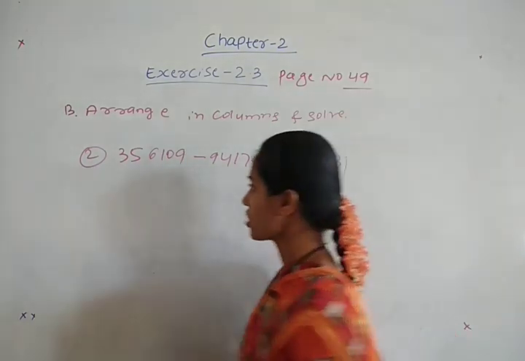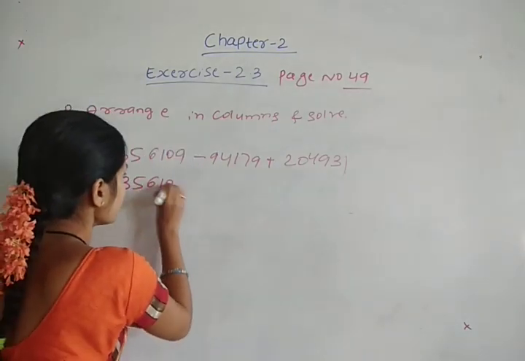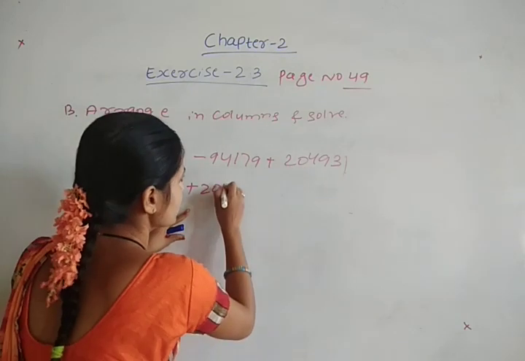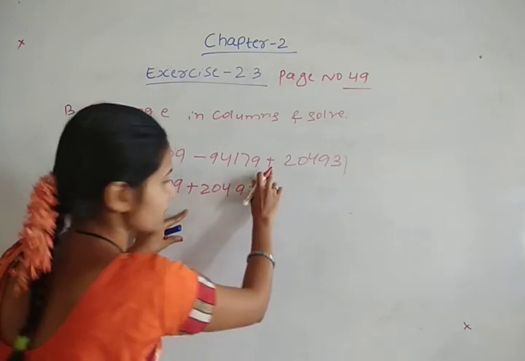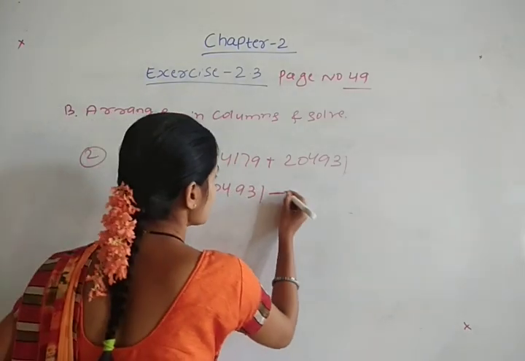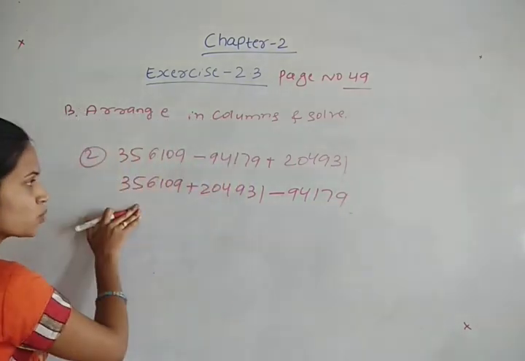Okay, for that what I will do, I will write like this, plus I will write the third number which is containing the plus symbol. Now I will write this number containing the minus symbol on another side. Okay, now add these two numbers.